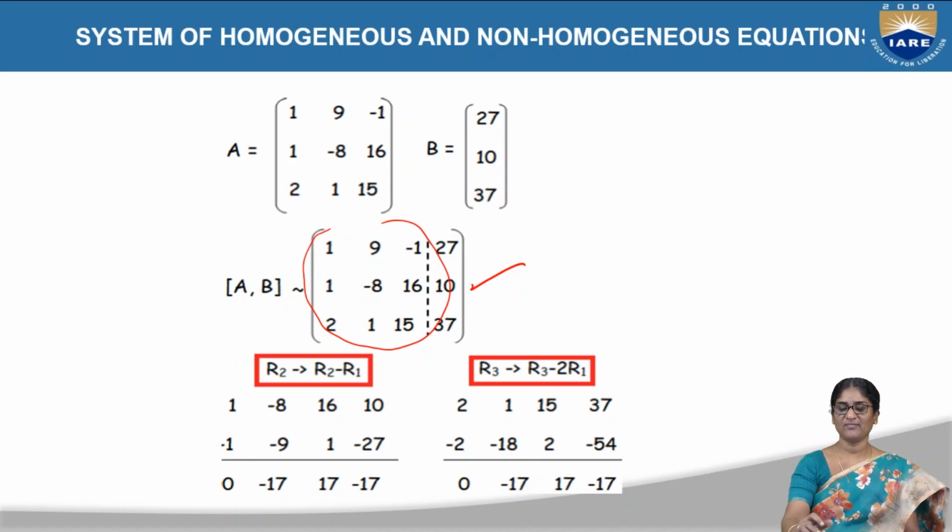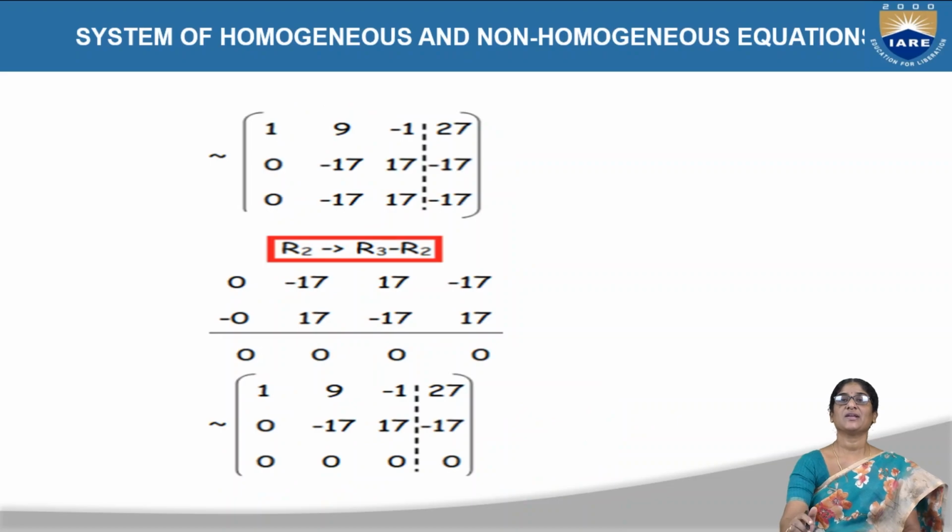So we'll try to convert this into echelon form by using the same method, that is row operations: R2 minus R1, R3 minus 2R1. So let's see what you're going to get here. You are getting two similar rows: 1 minus 1 9 minus 1 27, 0 minus 17 17 minus 17. And you can see that these two are quite similar rows.